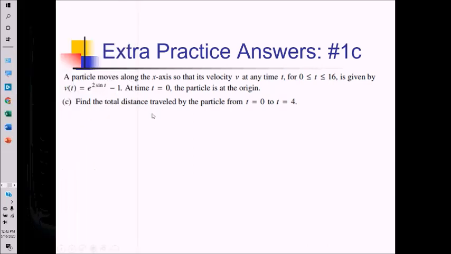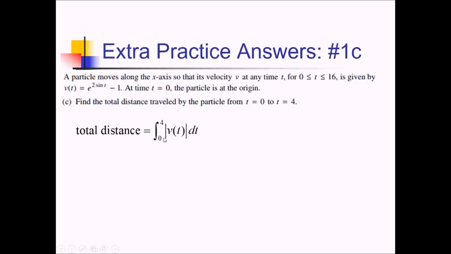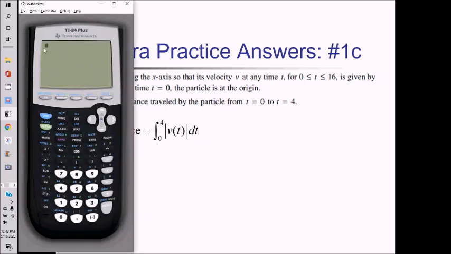The faster way to do this would just be to take the integral from 0 to 4 of the absolute value of velocity inside the integral like so. And then this will also give you the total distance. So let me just do that on the calculator. I'm going to pull up my integral with math 9, and I'm going from 0 to 4 on that. Inside, I need the absolute value of velocity, so I'm going to do alpha window, pull up this little submenu and pick absolute value.